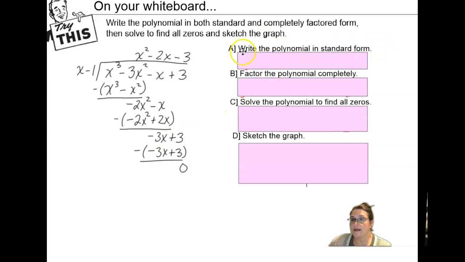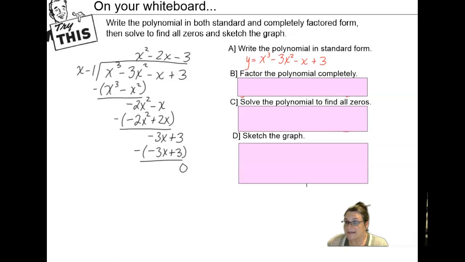Okay, so in A, we wanted to write the polynomial in standard form. That is the dividend. So y equals x cubed minus 3x squared minus x plus 3. That is standard form. Okay, then in part B, we're asked to factor the polynomial completely. And since the remainder is 0, the factor theorem tells us that x minus 1 is a factor. Okay, another factor then would be our quotient, x squared minus 2x minus 3, but we don't know if that's factored completely.